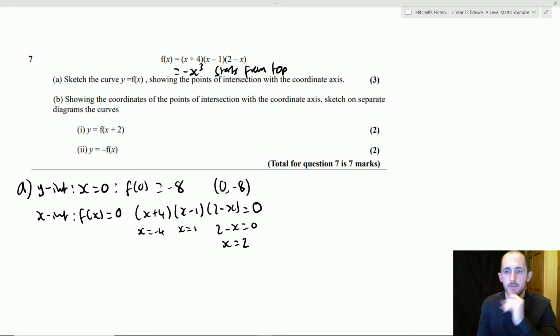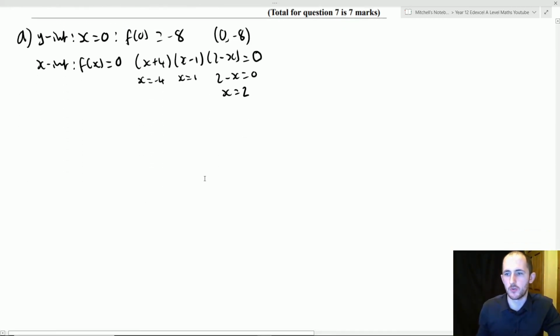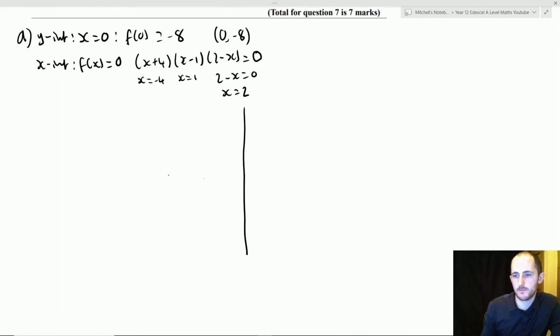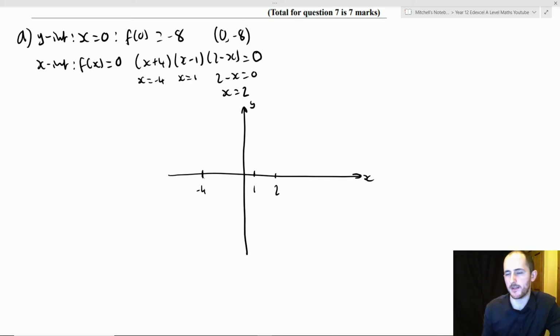Okay? Because again, if you expanded that. Cool. Let's keep going. X, Y. I like to put these values first. So we have minus 4 over here. So 1 would be something like here, and 2 would be something like here. It's not actually bad. And 0, minus 8, so it crosses somewhere over here.